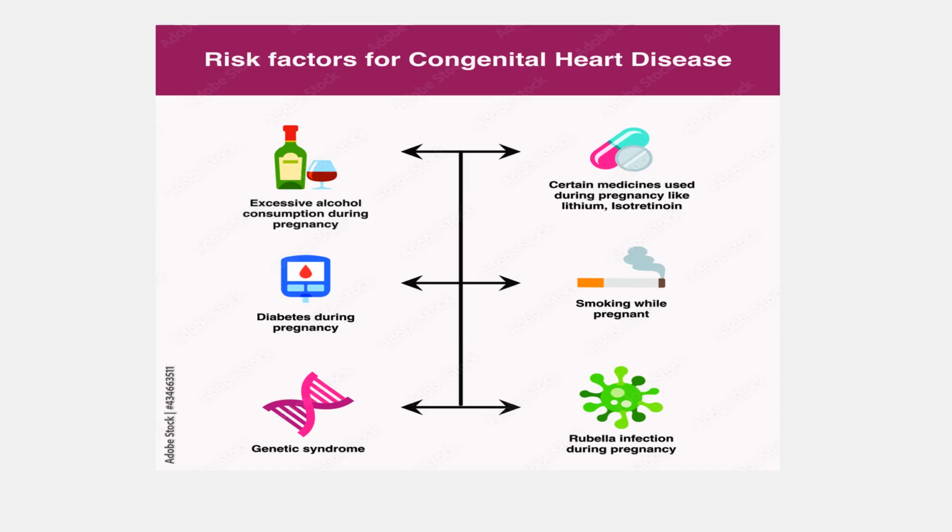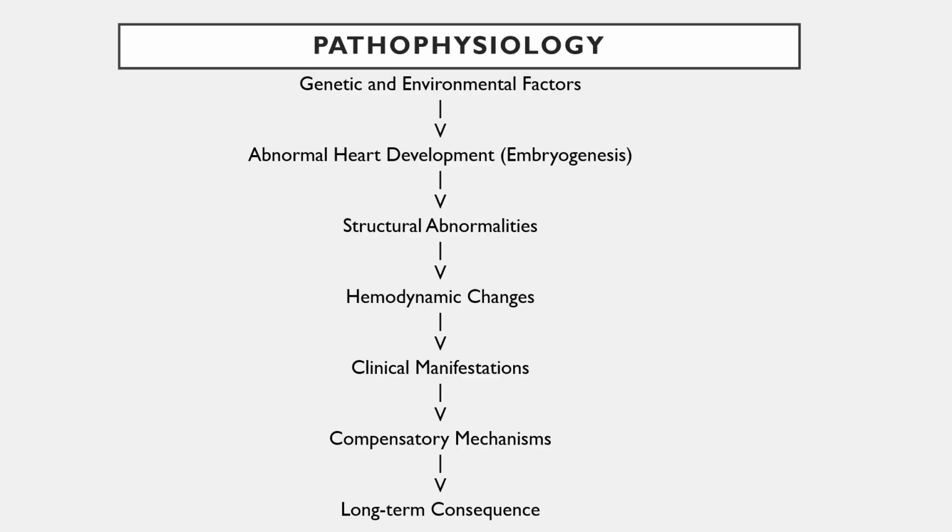Risk factors for congenital heart disease are excessive alcohol consumption during pregnancy, diabetes during pregnancy, genetic syndromes, certain medications used during pregnancy like lithium and isotretinoin, as well as smoking while pregnant and rubella infection during pregnancy.